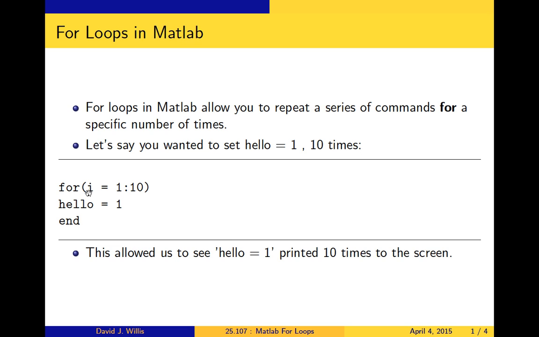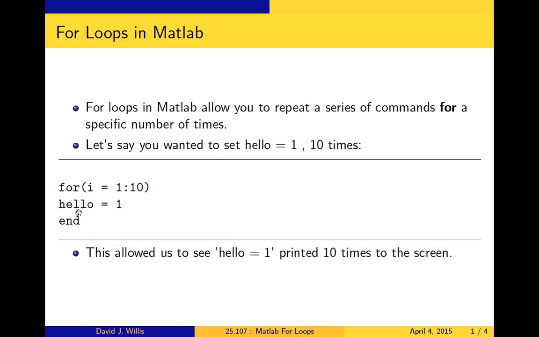It's going to start off with for i equals 1. Go to the next line and do whatever's here next. It's going to say hello equals 1. It sees the end of the loop and goes back up here and says for i equals the next number, which is 2, hello equals 1, end. Goes up to the next one, for i equals 3, hello equals 1, end.